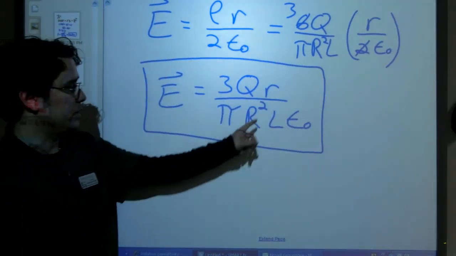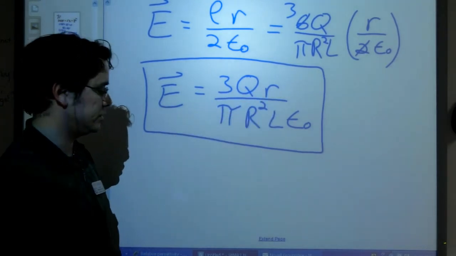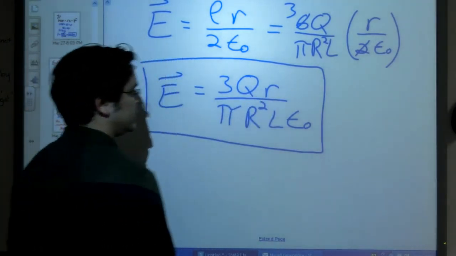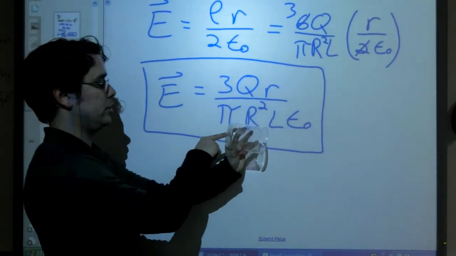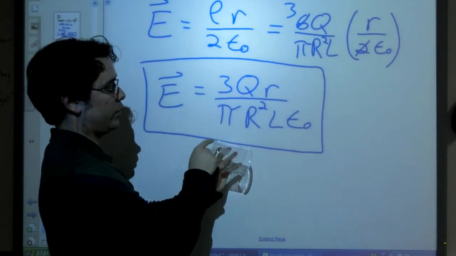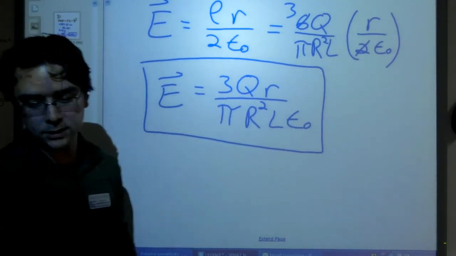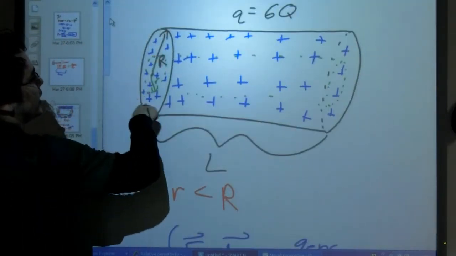And what we can see from this is that our electric field is directly proportional to just our distance. So what we'll actually find is, as we move out from the central axis of our cylinder, our electric field will go proportional to how far we are from the center, at least until we reach the outer edge.